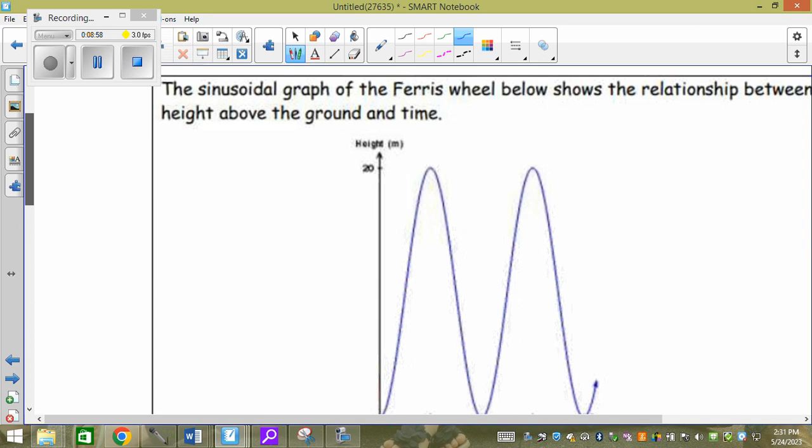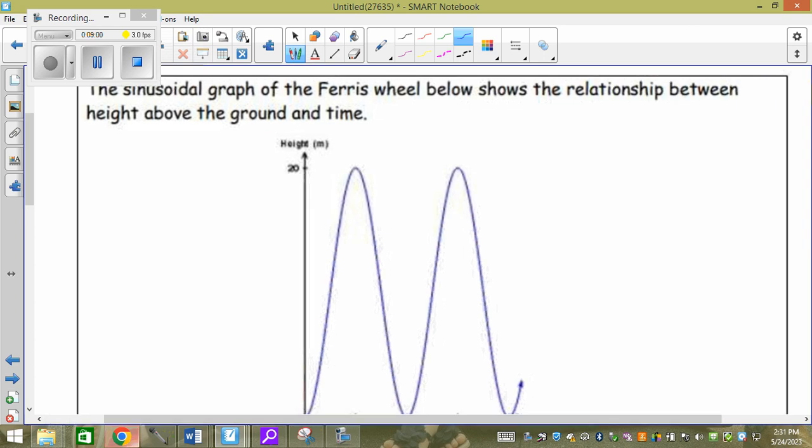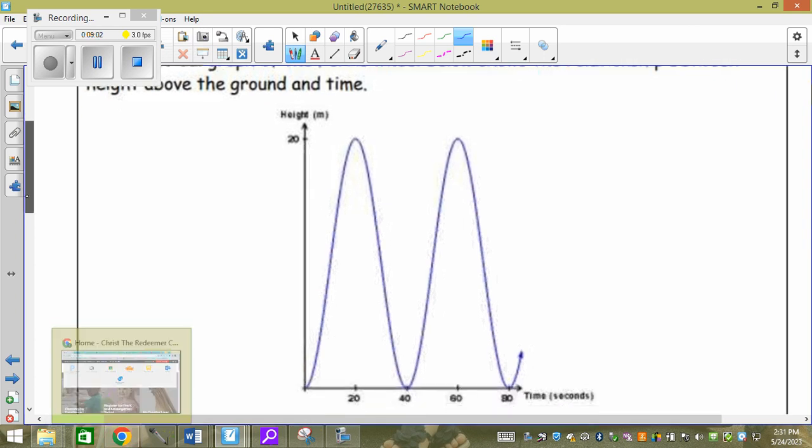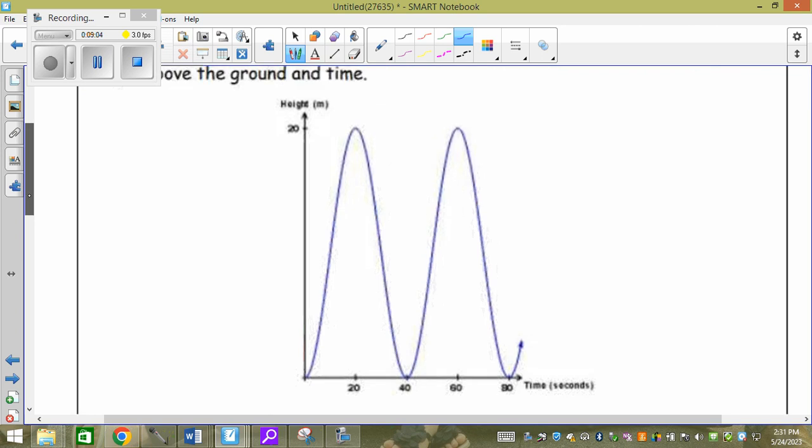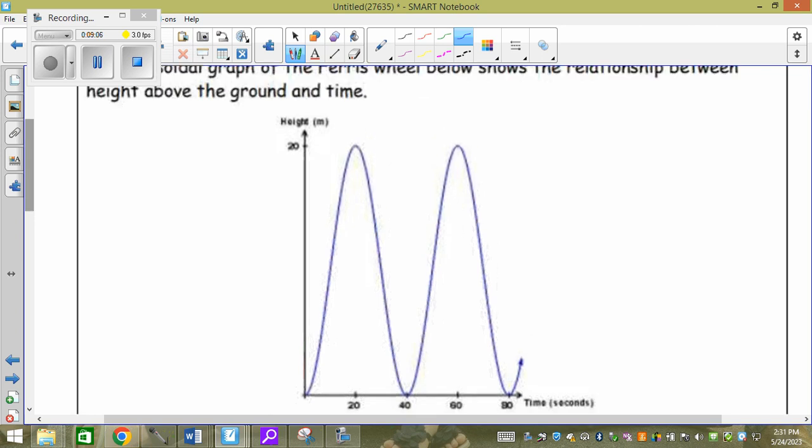So here we have the sinusoidal graph of a Ferris wheel. Below shows the relationship between the height above the ground and time. Now, if I wanted an equation, could I not just type in 5 points into my list 1, list 2, and get a sinusoidal regression? Yeah, it can give me an equation. As long as I have 5 points, I can get an equation.